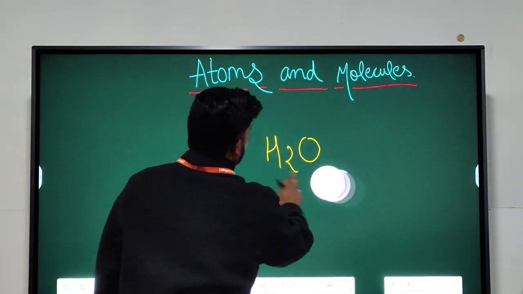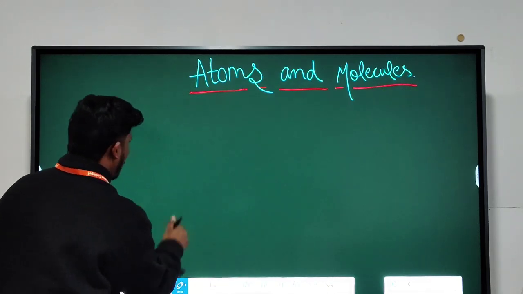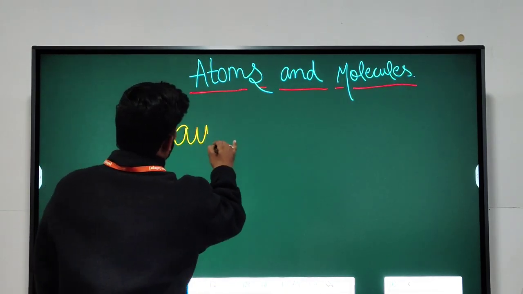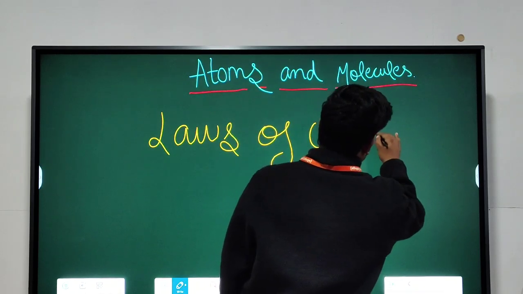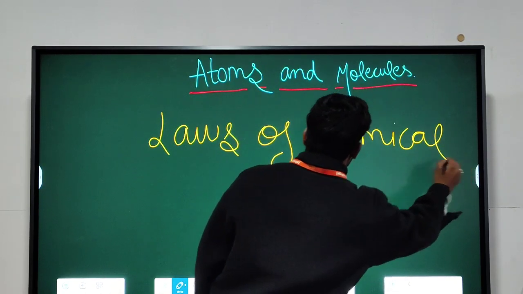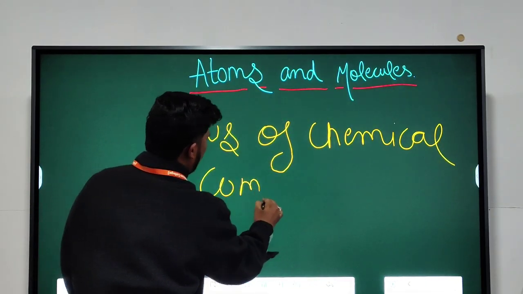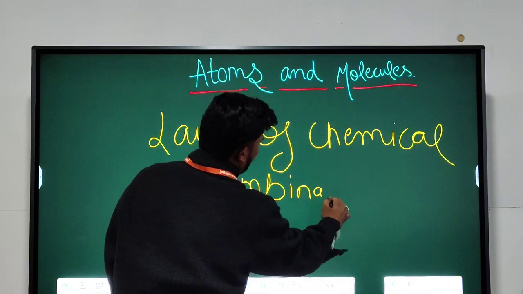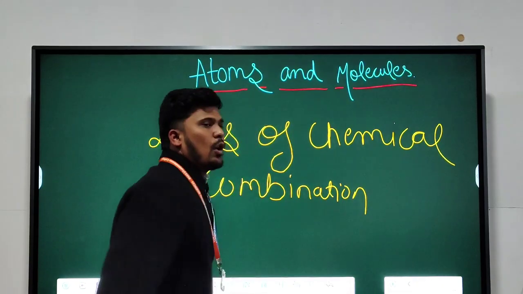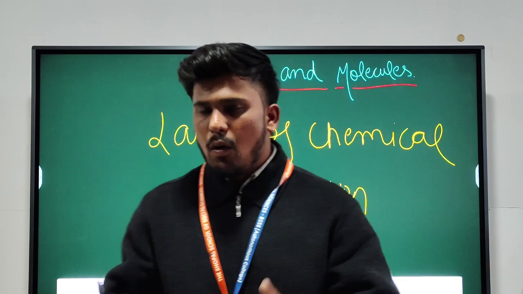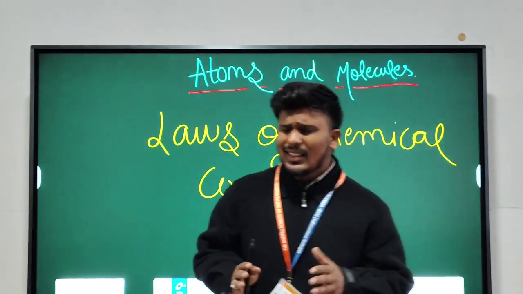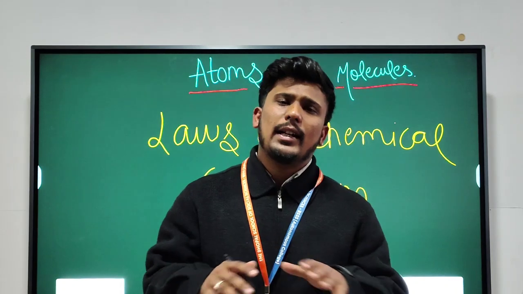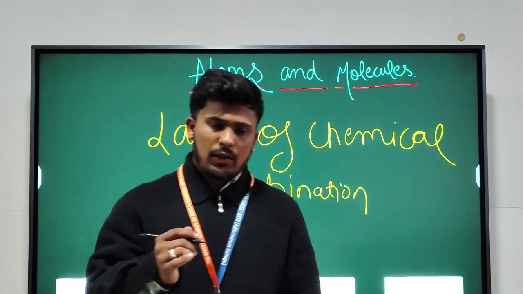The first law is the law of conservation of mass. Now, what is the law of conservation of mass? Antoine Lavoisier states that mass can neither be created nor destroyed in a chemical reaction.